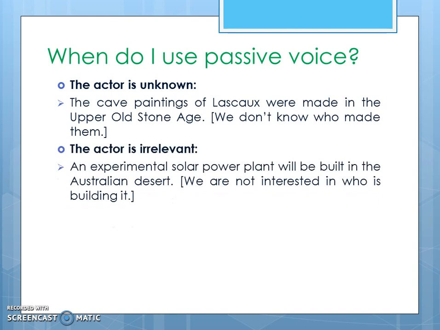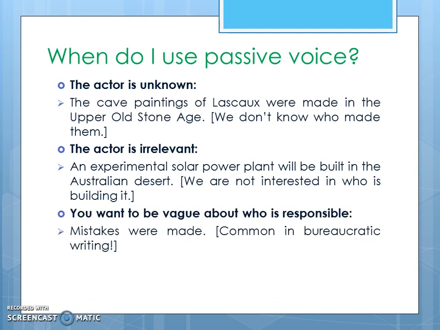The actor is irrelevant. An experimental solar power plant will be built in the Australian desert. We are not interested in who is building it, right? You want to be vague about who is responsible. Mistakes were made, common in bureaucratic writing. Let's see, do you know any other kind of writing where you can find an example like this one? If you do, bring it to class.